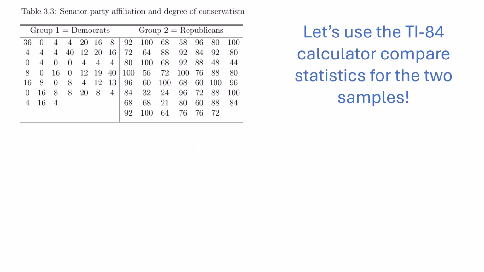Here we have a table which represents the senator party affiliation and degree of conservatism based on the 1998 Senate in the United States. Group number 1 represents Democrats, and group number 2 represents Republicans. Let's use the TI-84 calculator to compare statistics for the two samples.